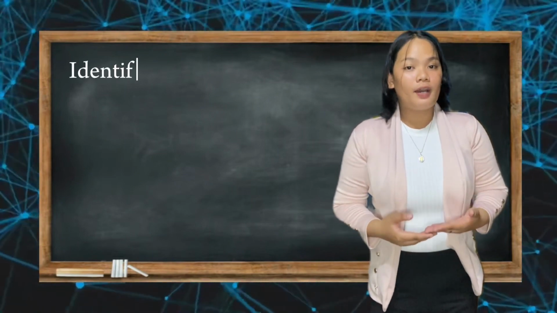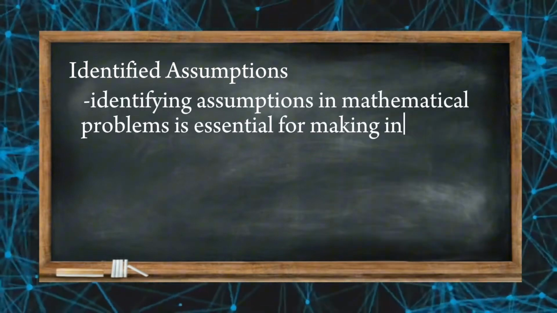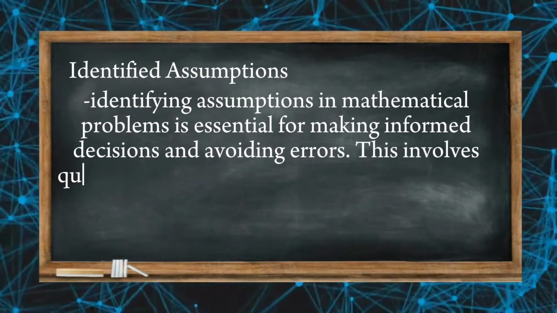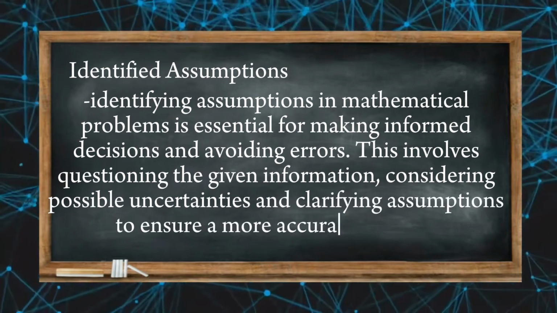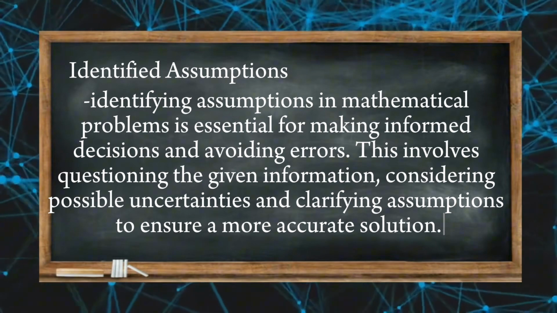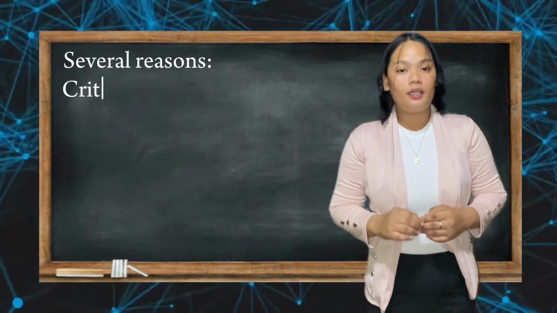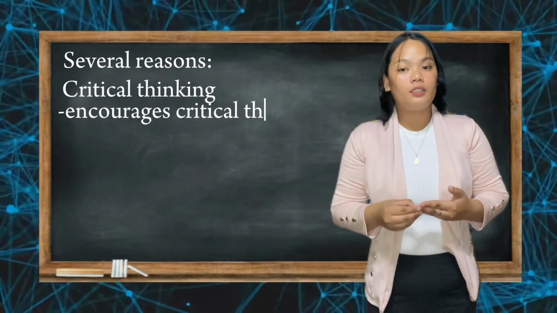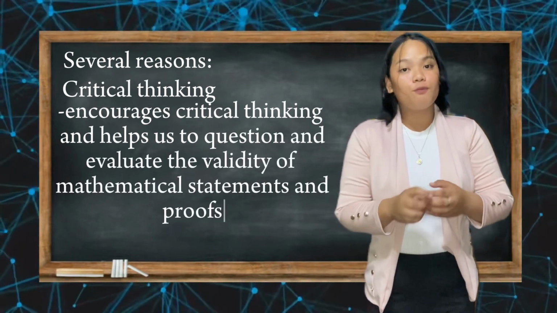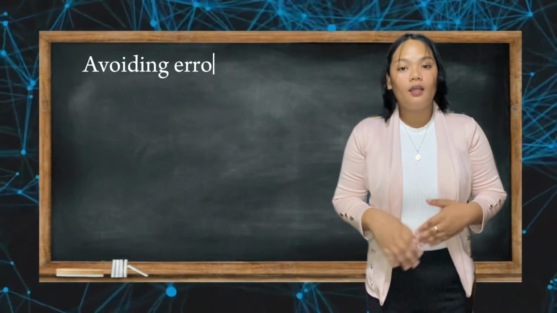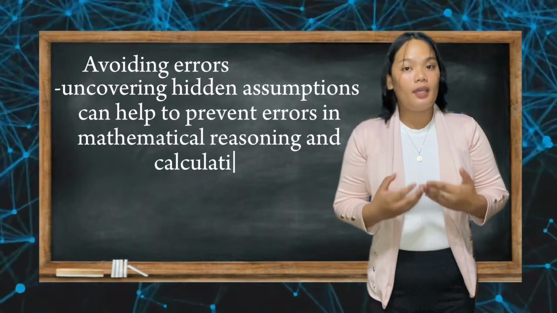So next is identifying assumptions. Identifying assumptions in mathematical problems is essential for making informed decisions and avoiding errors. This involves questioning the given information, considering possible uncertainties, and clarifying assumptions to ensure a more accurate solution. So we have here several reasons for identifying assumptions. First is critical thinking. It encourages critical thinking and helps us question and evaluate the validity of mathematical statements and proofs. Next is avoiding errors. Uncovering hidden assumptions can help prevent errors in mathematical reasoning and calculations.